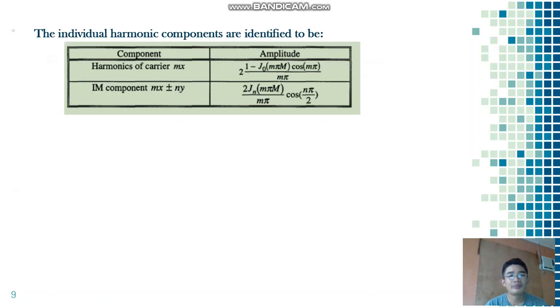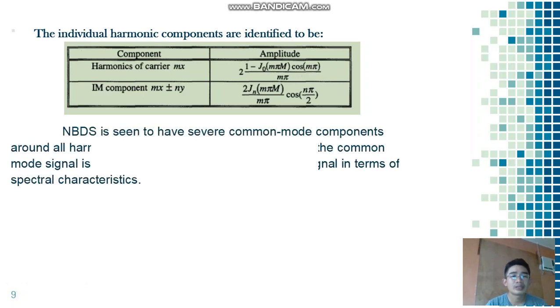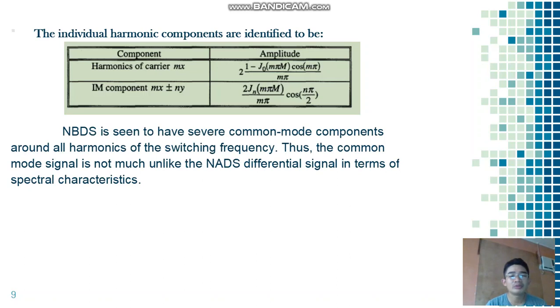The individual harmonic components are identified to be harmonics of the carrier mωC and the IM components of mωC plus or minus nωR. And this is how it formulates. The harmonic of the carrier is 2 times (1 minus J_0) times (mπM) cos(mπ) over mπ. NBDS is seen to have severe common mode components around all harmonics of the switching frequency. Thus, the common mode signal is not much unlike the NBDS differential signal in terms of spectral characteristics.